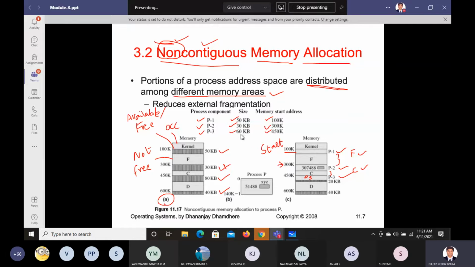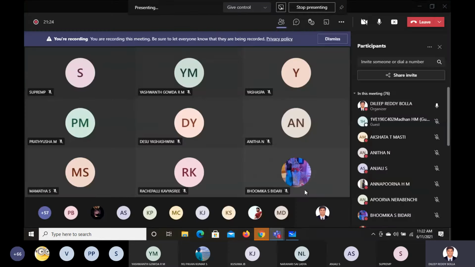Process P3 requires 60 KB here, but we have 80 KB and 40 KB. We cannot give the 40 KB space here. We have to give the 80 KB space for this. In spite of the 60 KB requirement, we don't have any other option. So that's why you can see this 20 KB becomes a fragment. Is this clear? Non-contiguous memory. Is this diagram clear to you all? Any doubt in that?